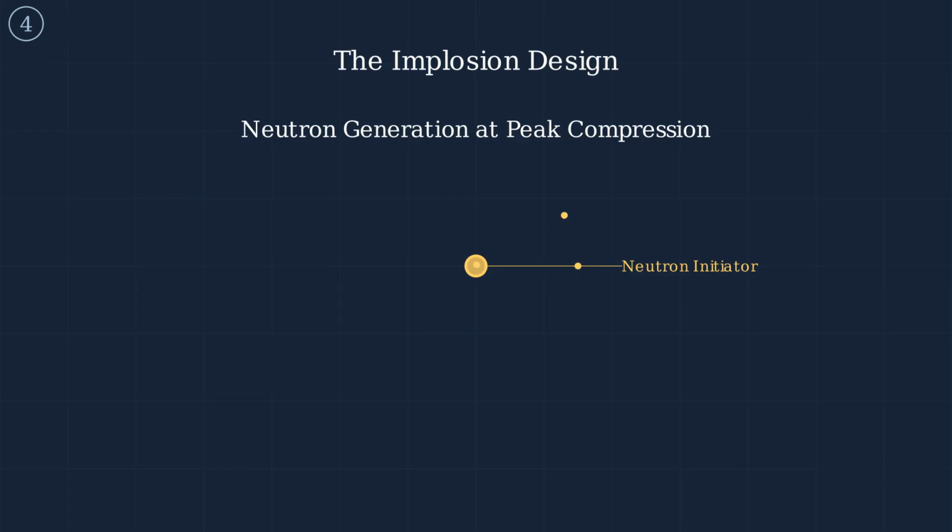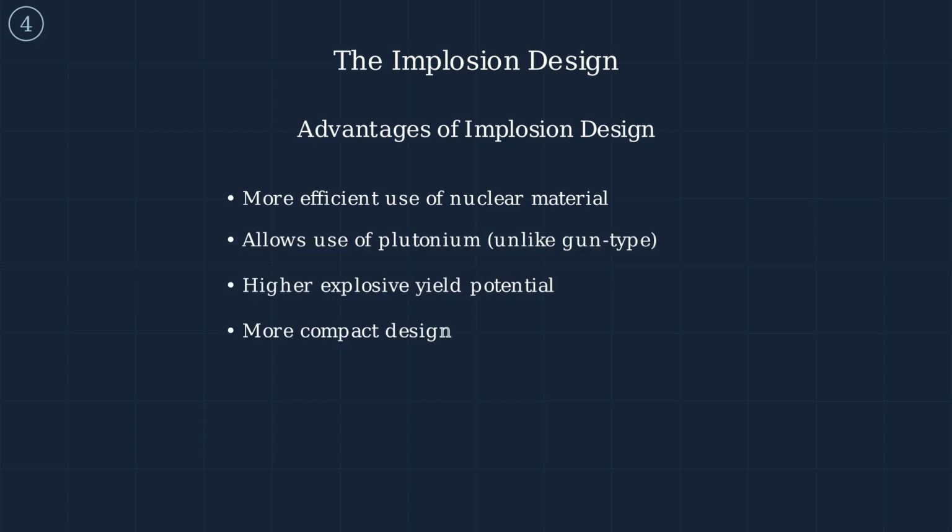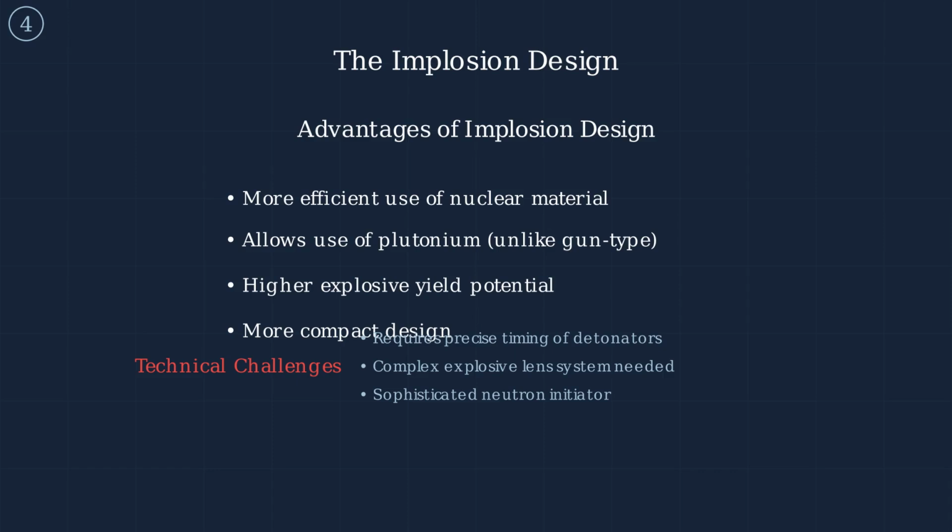These neutrons trigger the chain reaction at precisely the optimal moment of compression, maximizing the efficiency of the nuclear material. The implosion design offers several advantages over the simpler gun-type design, including more efficient use of fissile material and the ability to use plutonium. However, these benefits come with significant technical challenges that require precise engineering and timing.